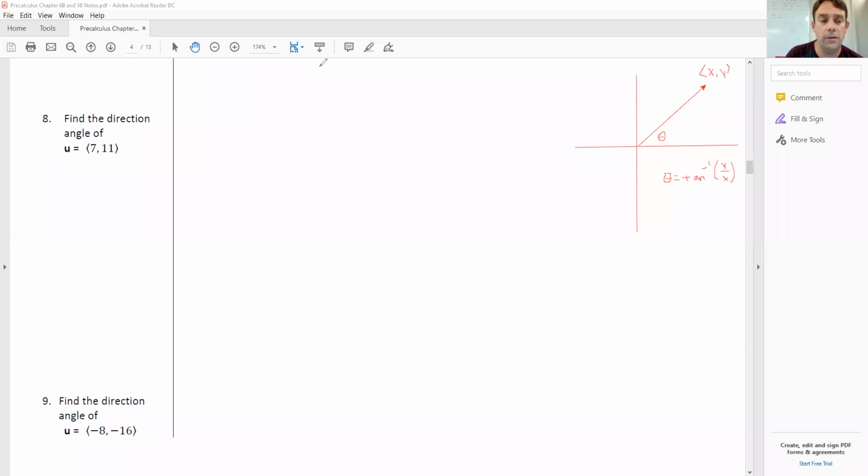So let's take a look at this first one here. I have, find the directional angle of <7, 11>. Okay. So here we go. And again, just to show why it's tangent, I'm going to go ahead and draw out the components here. So the x component is 7, the y component is 11. So tangent of theta then is 11 over 7.